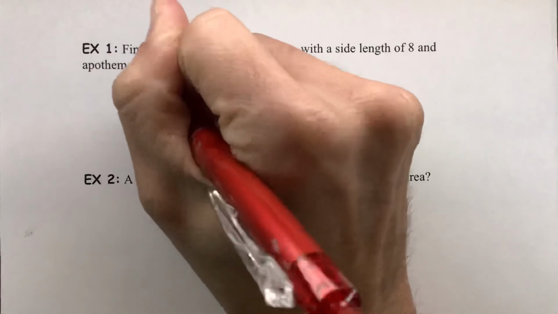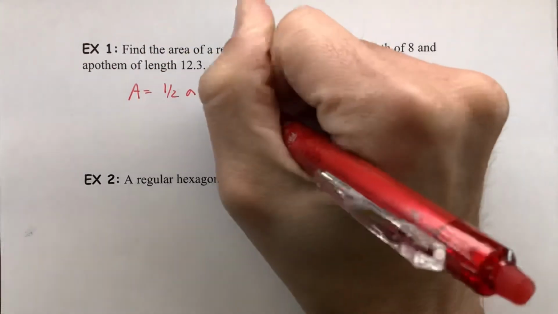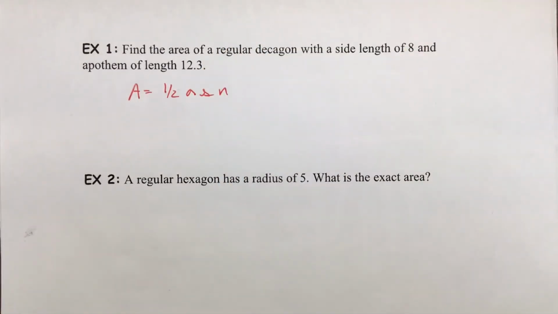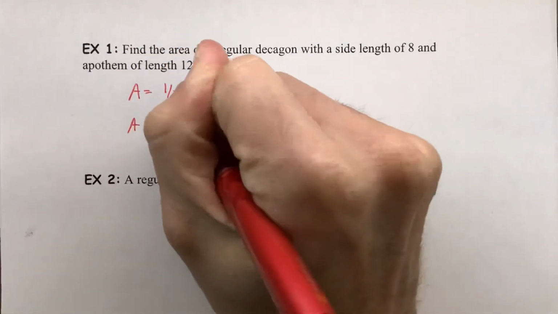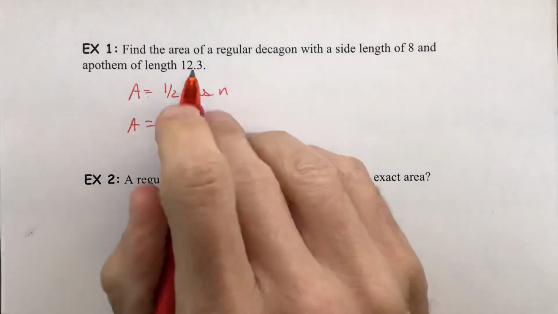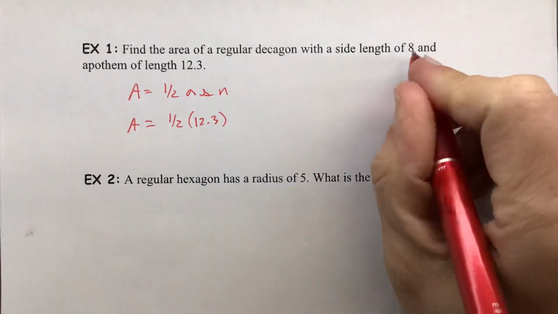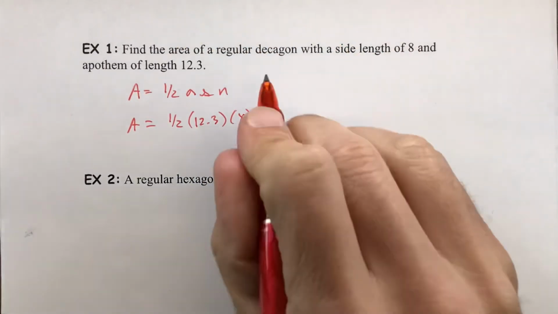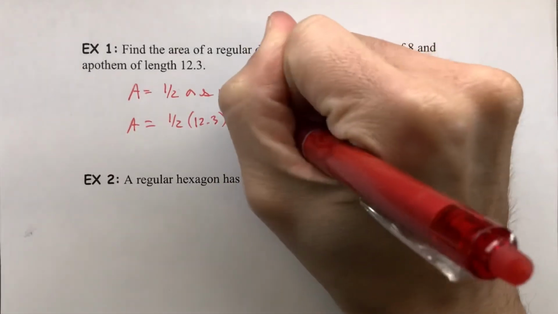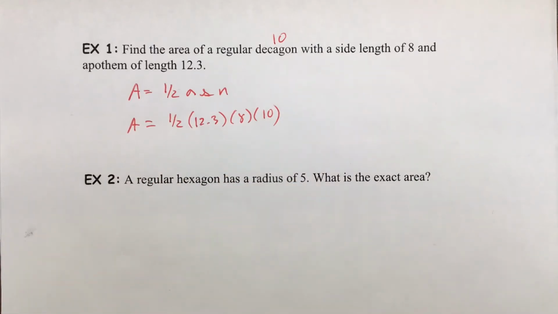The area is going to be equal to 1/2 the length of the apothem times the side length times the number of sides that we've got. All right, so in this case, it appears as though we have everything that we need. The area is going to be equal to 1/2. The length of the apothem is 12.3. The side length is going to be an 8. And the number of sides we have, because it's a decagon, is going to be 10. So if we multiply all this together, we'll have the area.